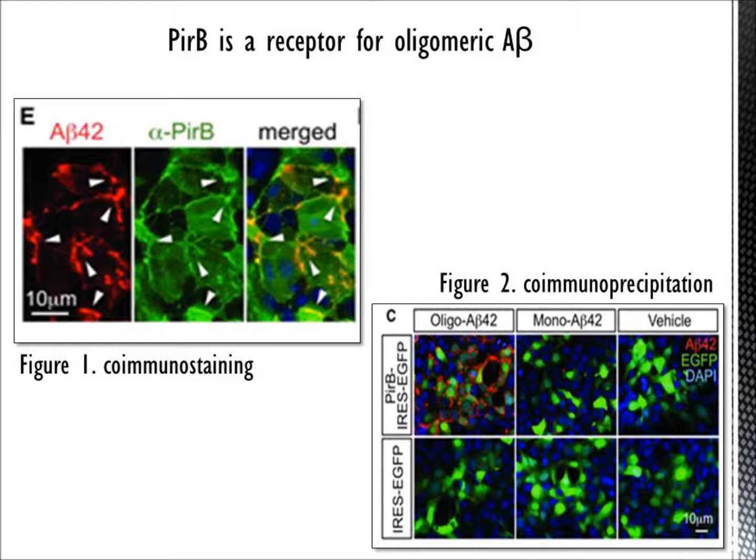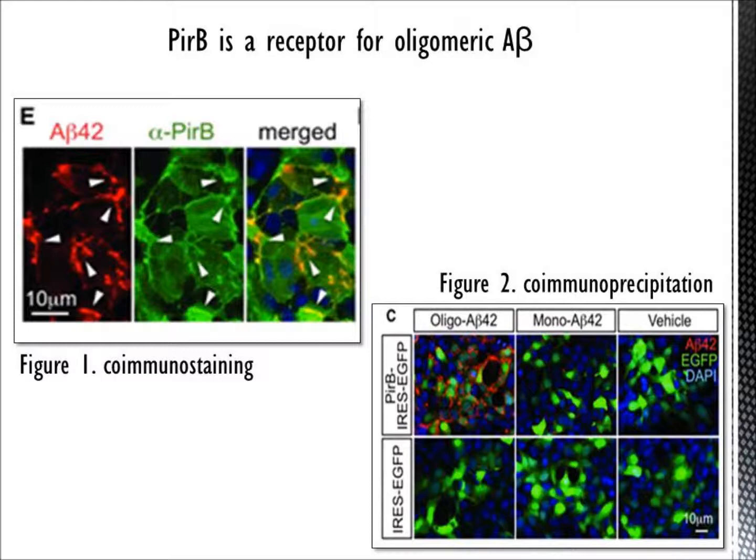What you're looking at in figure 1 is the A-beta and PIRB that are cell-stained. If you look closely at the arrowheads, you'll notice that there is a colocalization, which is the spatial overlap between the red, the A-beta, and the green, PIRB. This proves that there is a relationship between them. What's more interesting is that A-beta shows a strong association with PIRB only when it's an oligomer and not when it's a monomer, as shown here in figure 2.